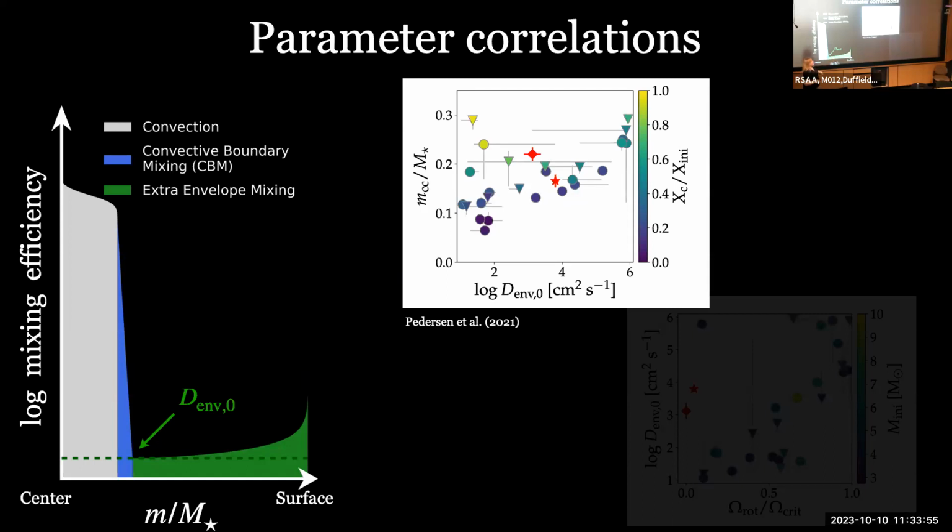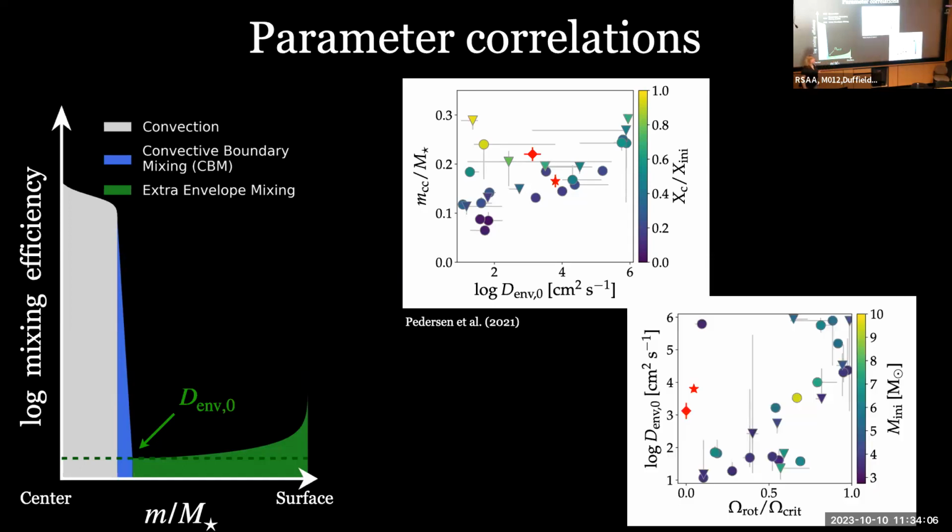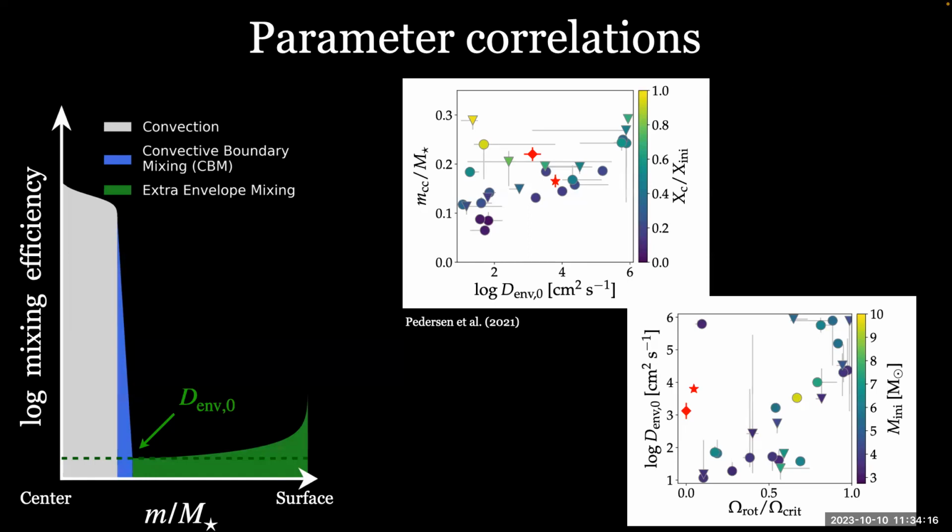And so what we're seeing here is that as we increase the envelope mixing of the stars, there's a tendency that the core mass also increases as well. If we look at the relation to how fast the stars are rotating, then we also see there's a dependence of the envelope mixing on the rotation rate of the star, where the envelope mixing increases the faster the star is rotating. So that's not necessarily a surprise.